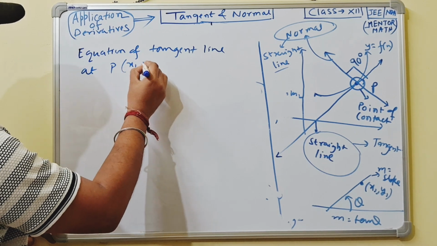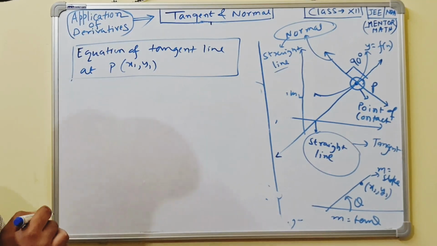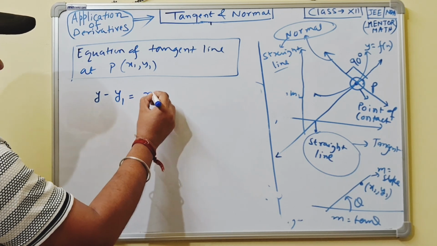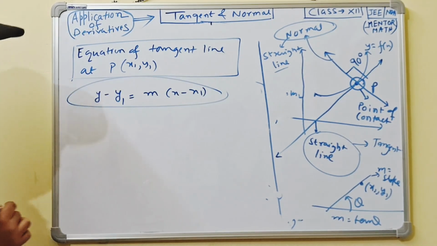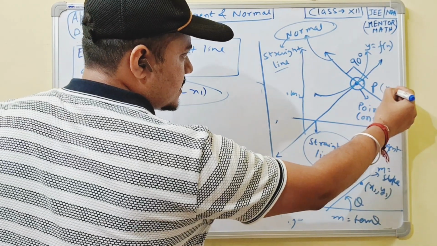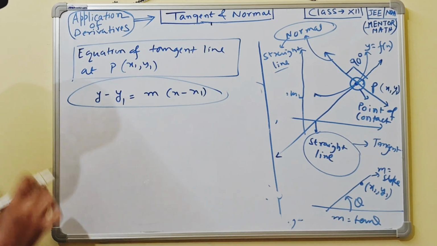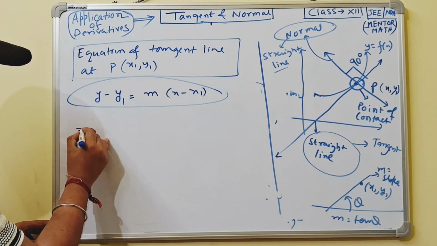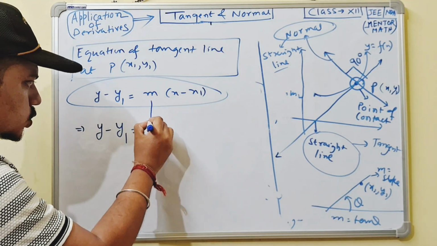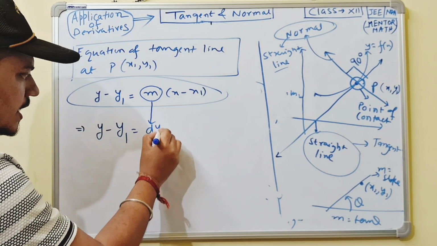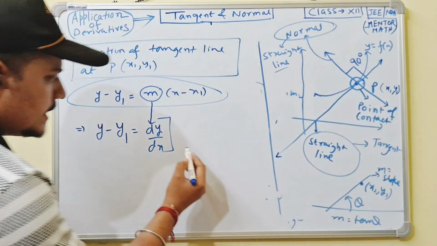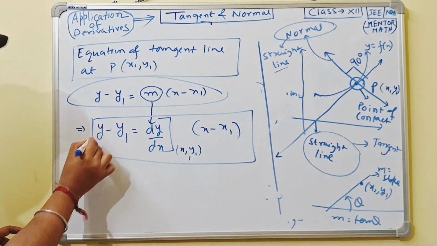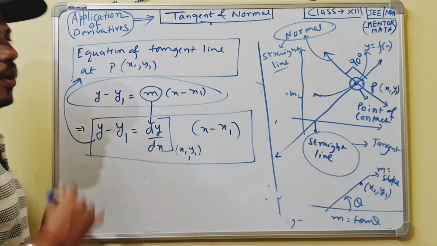at some point P, let us take (x1, y1). How do you find the equation of tangent? You know the point slope form of a straight line, which I already reviewed: y minus y1 equal to m into x minus x1. So here look at the diagram. Let us take P as (x1, y1). Your requirement is to find the equation of the tangent line at the particular point of contact (x1, y1). So you can write the equation of tangent: y minus y1 is equal to the slope of tangent, represented by dy/dx at the particular point (x1, y1), into x minus x1. So this is your equation of tangent line at the point P (x1, y1).